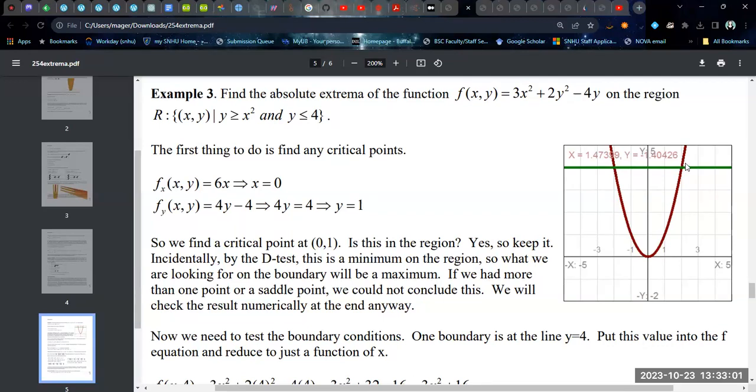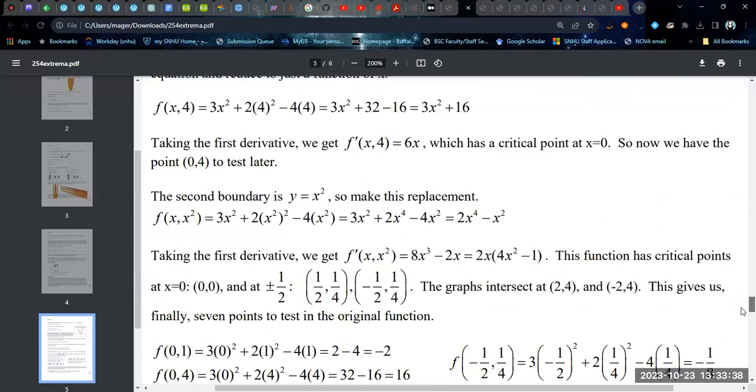So we have a list of points to check. We got 1 point from the first critical point of the whole function. Then we got a second critical point from this top boundary, which was right here. We got 3 critical points from the x squared boundary. So now we're up to 5. And then we had 2 additional critical points from the intersections. So we end up with 7 points to check. This is very common for these absolute extrema problems. It's not just checking 2 or 3 or maybe 4 points. It's checking 5, 8, 10 points on a regular basis.